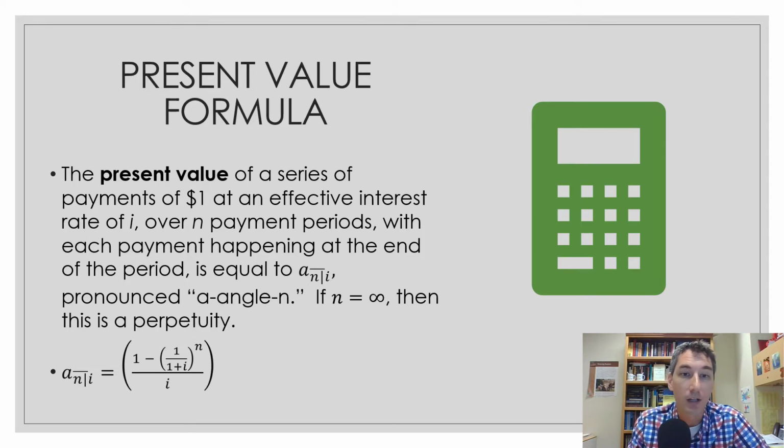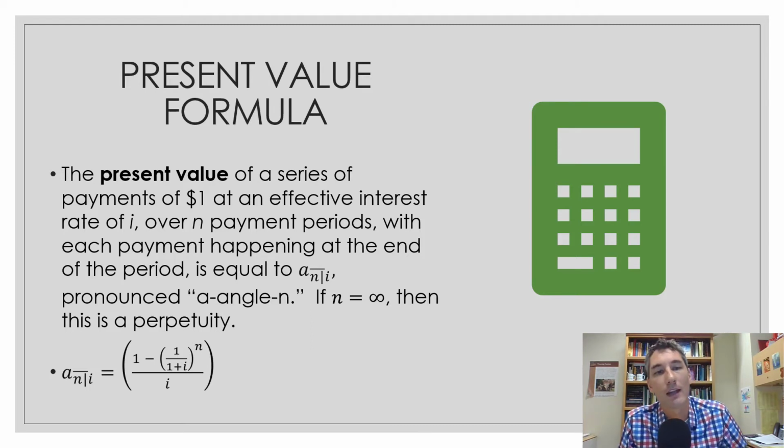And then we have this formula. So essentially the question that this formula is answering is, how much money would you need to give me now for me to give you $1 every month for the next 60 months or something? So what is the present value of a series of future payments? What's it worth now to get those future payments? And that's a angle n. And there's that formula right there. It's 1 minus 1 over 1 plus i to the n, divided by i. So it's a very simple formula.